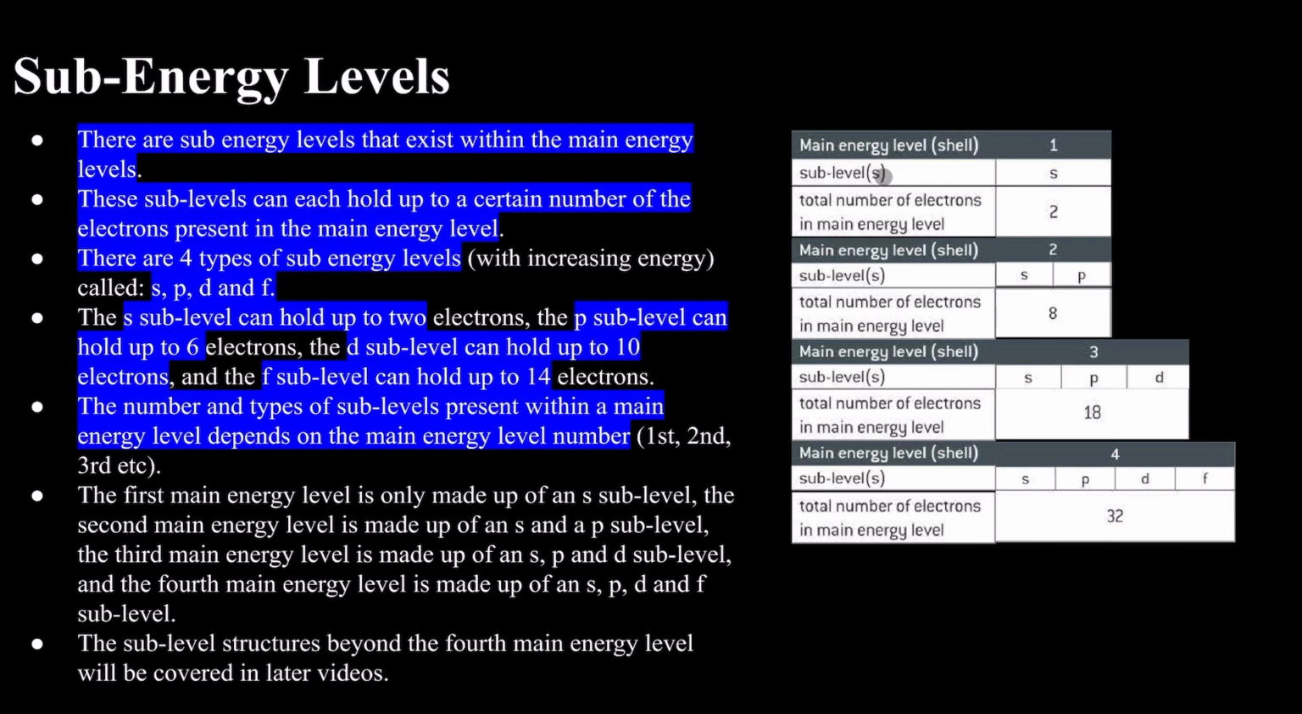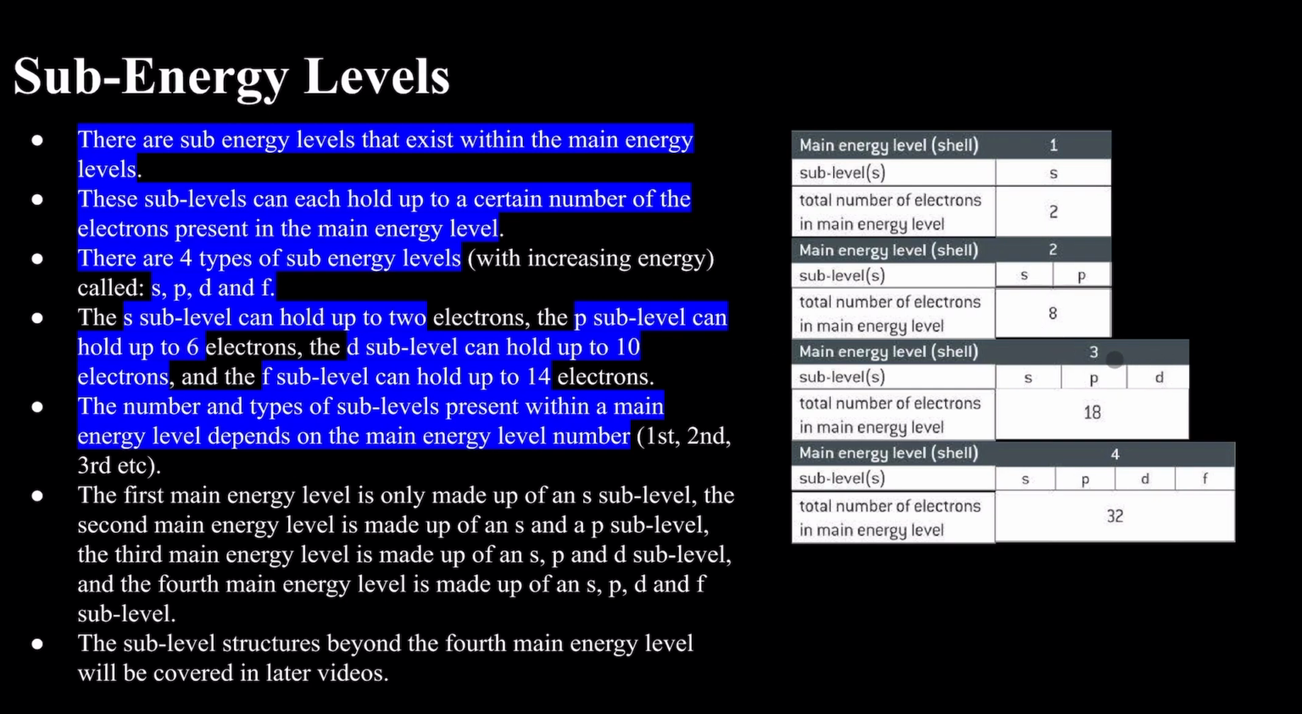And you can see here that the first main energy level just has the S sublevel, and S sublevels can hold up to a maximum of 2 electrons only. Here we have the second main energy level, and the second main energy level, as we said here, has both an S and a P sublevel. And because of that, as we mentioned before, the second main energy level can hold up to 8. Why is that? Well, that's because the S sublevel can hold up to 2, and the P sublevel can hold up to 6 electrons. So 6 plus 2 is 8.